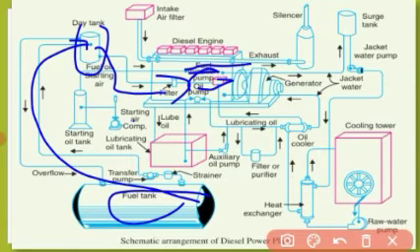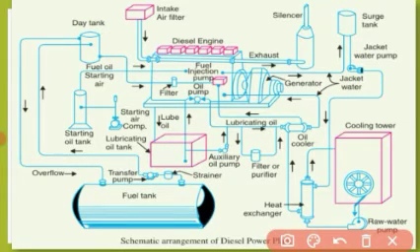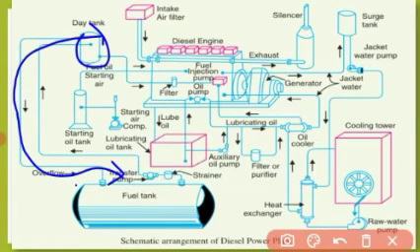Then the engine starts, and generation starts, because the alternator is coupled with the prime mover. The prime mover rotates and mechanical power is generated, which is coupled to the alternator, and the alternator converts mechanical power into electrical power. One more point is mentioned here: overflow. If the storage in this tank overflows, the fuel comes back to the fuel tank.